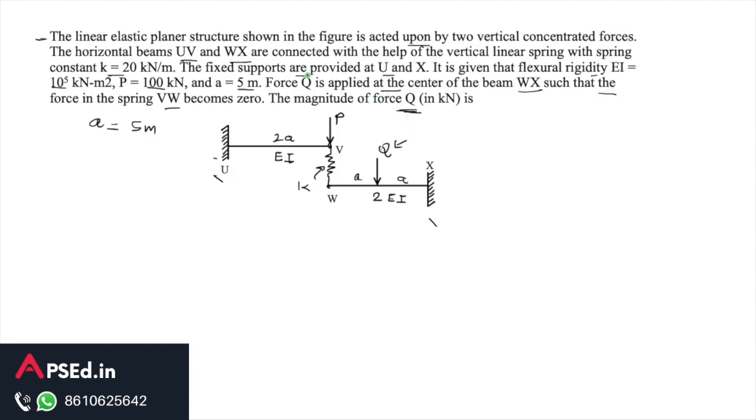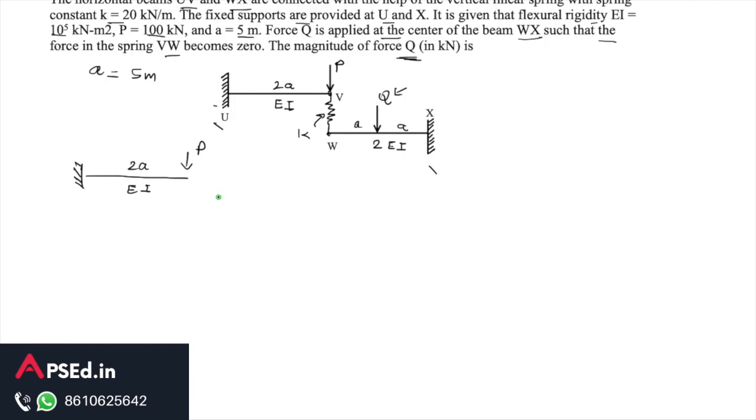Now to solve this question, we will need to draw the free body diagrams of different parts in this structure. So for UV, we have this beam, and here this load P is applied, the length is 2A and flexural rigidity EI. Then we have the spring VW. So we have this spring, and because of this load there will be some force in the spring, let's say R, and so on the other end also force R will develop.